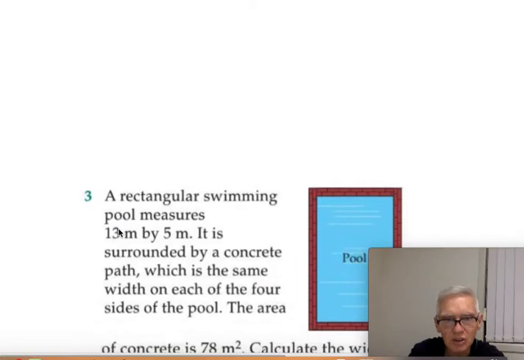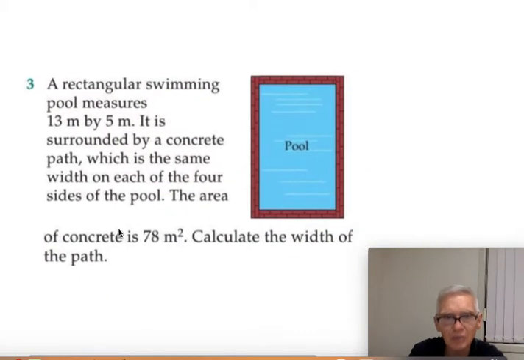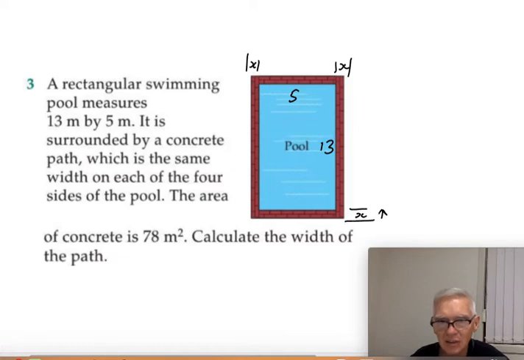Now we have a look at the next question. We've got a rectangular swimming pool that measures 13 by 5. It's completely surrounded by concrete. So this length here at the top is 5, and 13 down the side. Now if you've got a path there, the path there is going to be x meters wide, and same here, the path is going to be x in that direction as well. So the whole length at the top is going to be 5 plus 2x, and the whole length down the side is going to be 13 plus 2x.